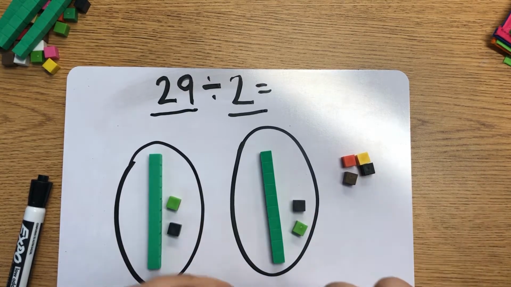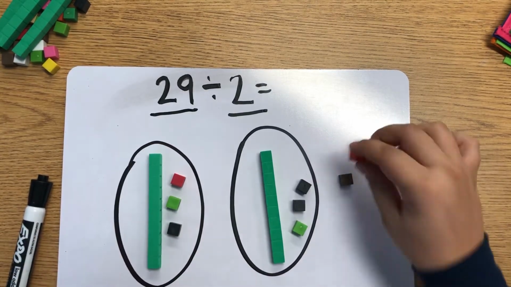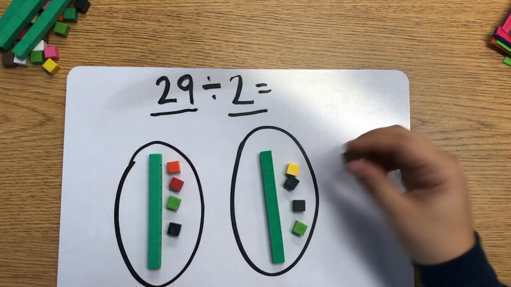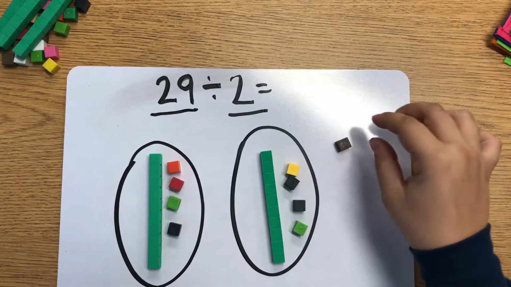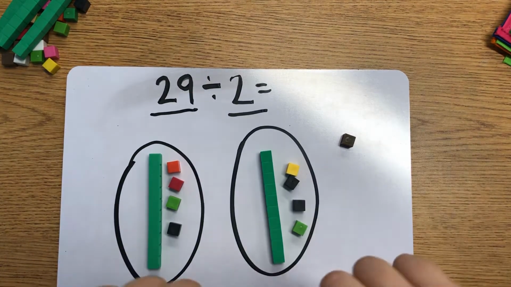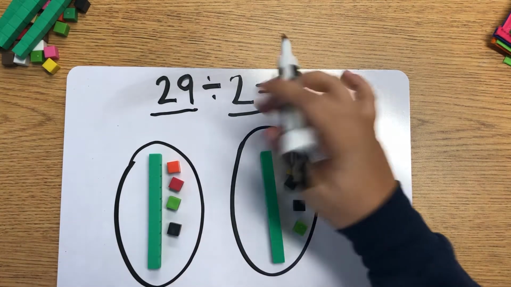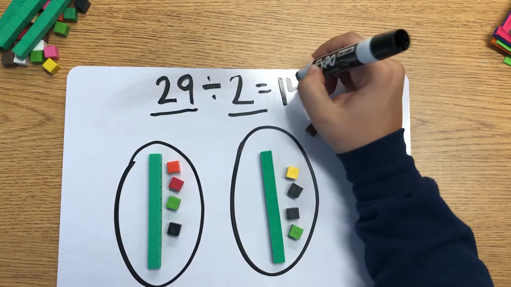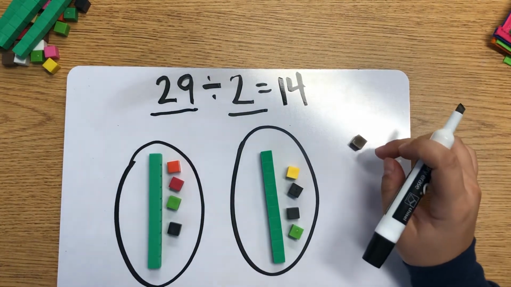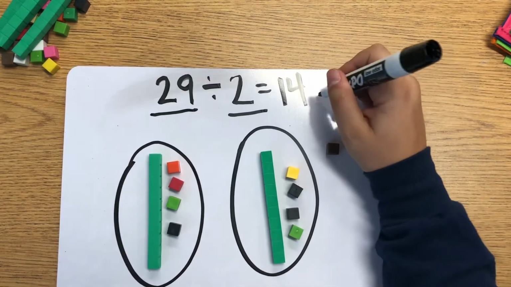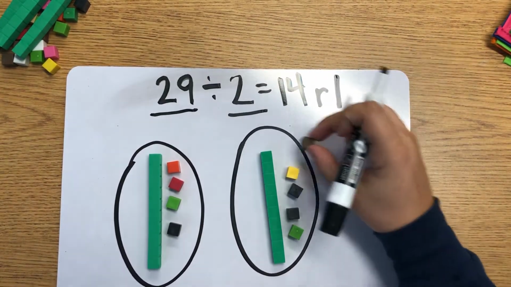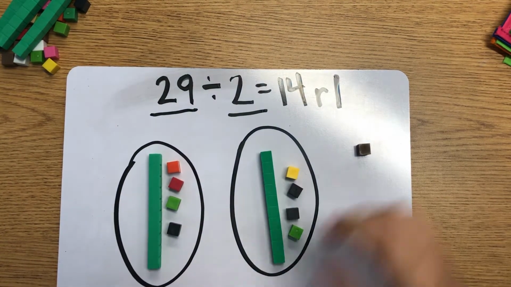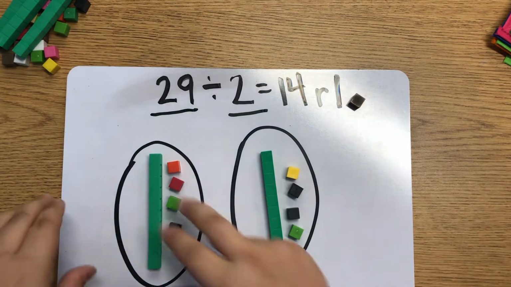2, 3, 4. Okay, so now I have this 1 left. So this tells me that I can have 2 groups of 10, 11, 12, 13, 14, 2 equal groups of 14 with a remainder of 1. If I put my 1 in any of the groups, I'm not going to have equal groups anymore. So the 1 is going to be the remainder.